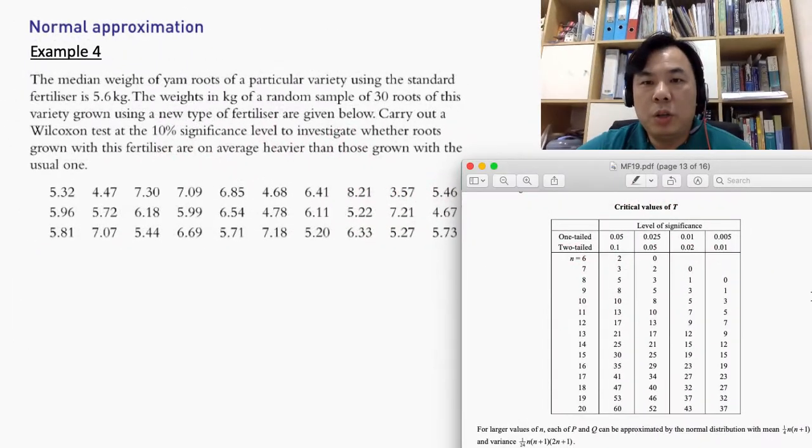All right, question number 4. The median weight of yam roots of a particular variety using the standard fertilizer is 5.6. The weight in kg of a random sample of 30 roots of this variety grown using a new type of fertilizer are given below here. Now carry out a Wilcoxon test at a 10% significance level to investigate whether the roots grown with this fertilizer are on average heavier than those grown with the usual one. That is the key question here.